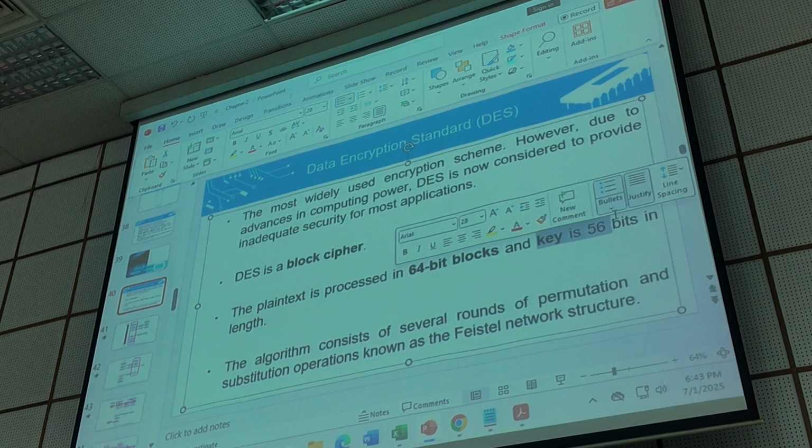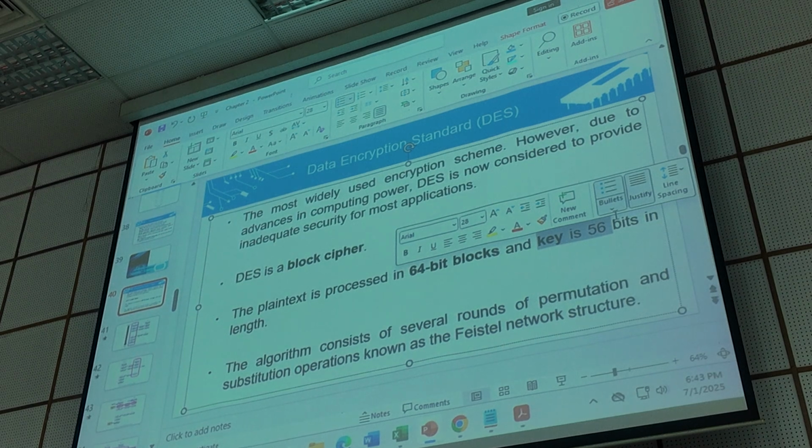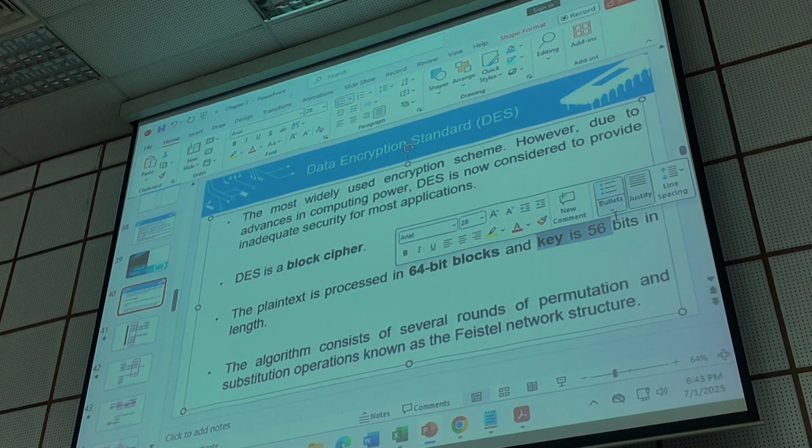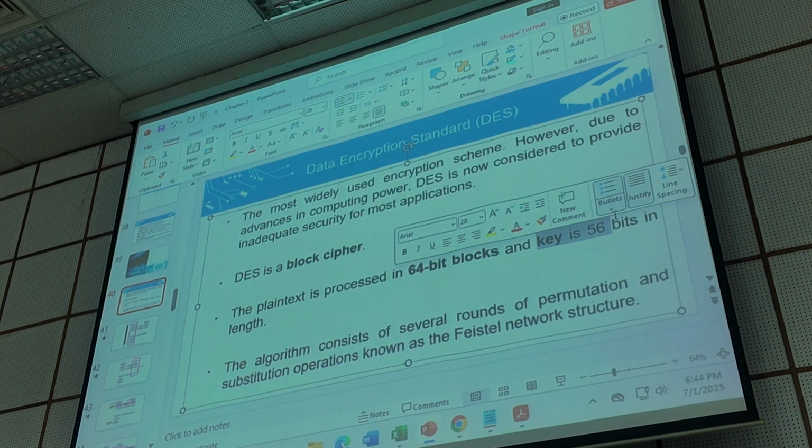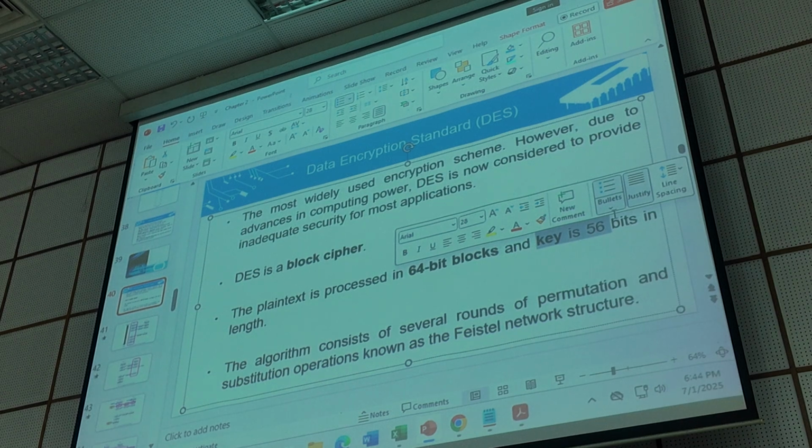Okay? Sometimes I will ask, does AES use a 56-bit key size? Justify your answer. You need to give me yes or no, and you need to give me the correct answer. The key size, the block size, all this you need to remember. How to increase, how to improve the security, the key size, block size, all this you need to remember.